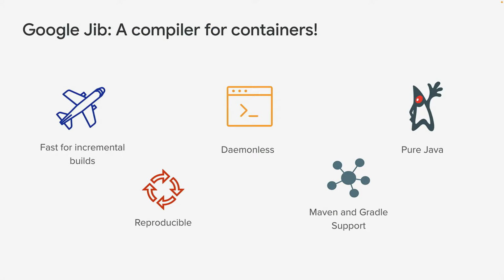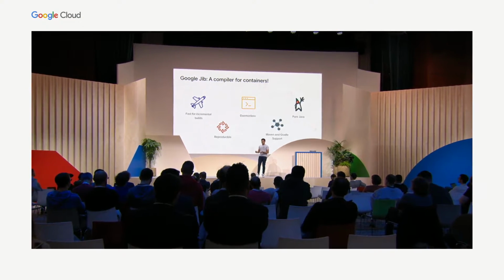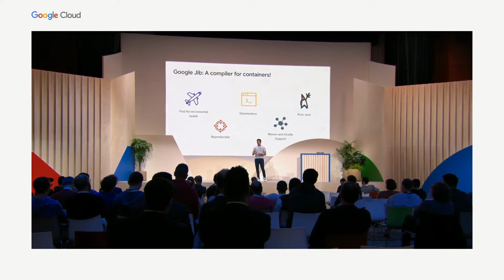So Java Image Builder is actually a pure Java plugin. So if you want to improve something, fix something, you can actually just contribute to the code. It's open source. It works with both Maven and Gradle. And my favorite part is that it's daemonless, meaning that you don't need to have a Docker daemon installed on your machine. And it is fast, especially under reproducible builds, and it's reproducible.